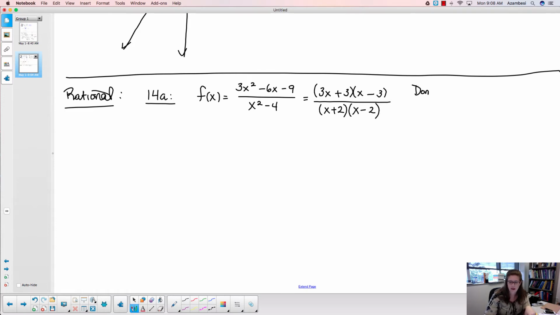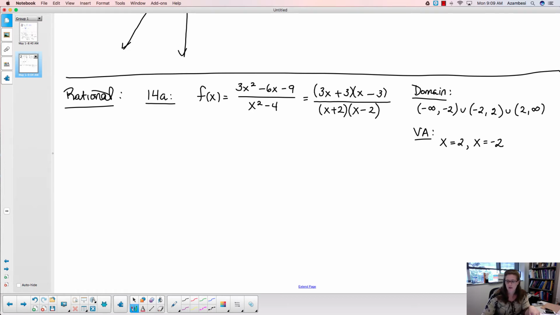So things I need, domain. Domain comes from the bottom, so x cannot be positive or negative 2. So negative infinity to negative 2, union negative 2 to 2, union 2 to infinity. Alright, now we see if we can simplify the function. So can you cancel something top and bottom? In this case we can't. So if we're looking at, say, vertical asymptotes, if you can't cancel anything, that means your problems in the domain are your vertical asymptotes. So x is equal to 2, x is equal to negative 2.